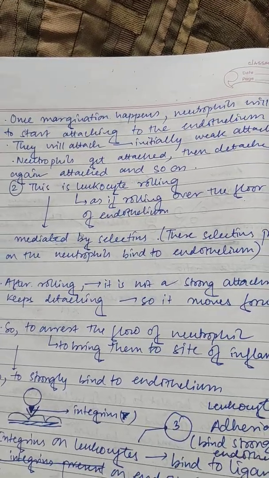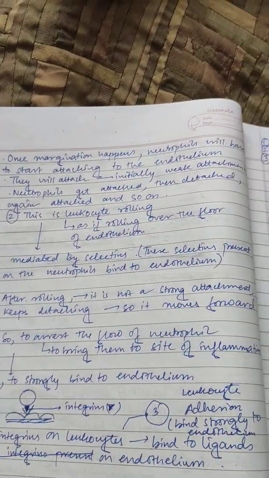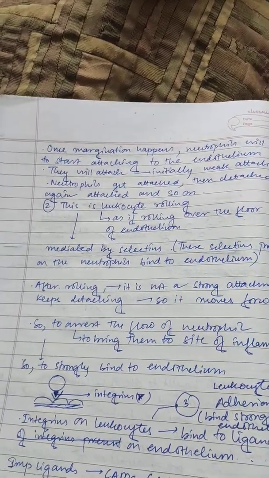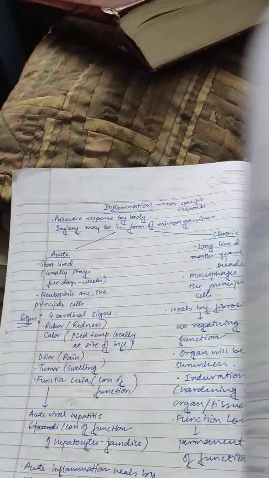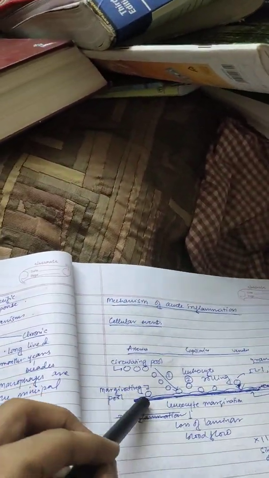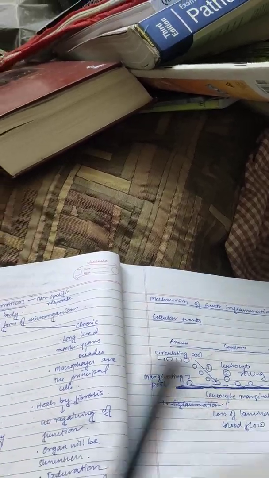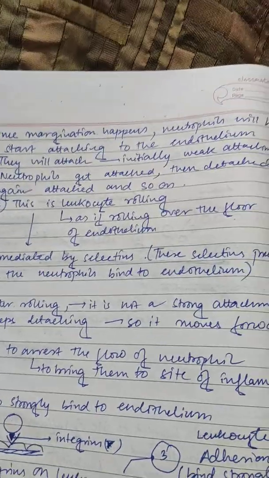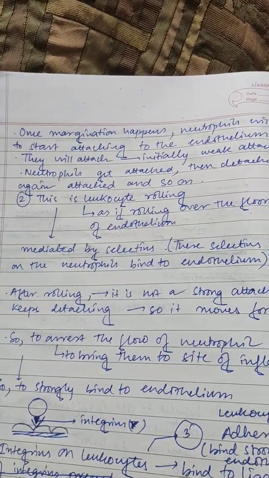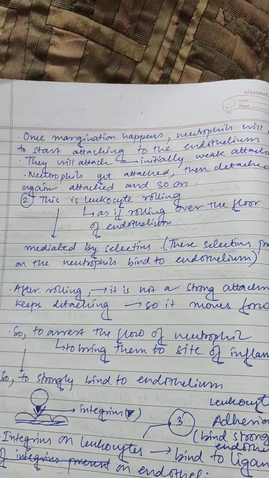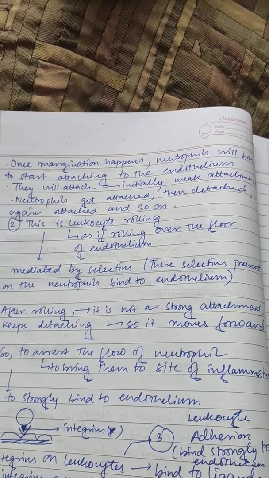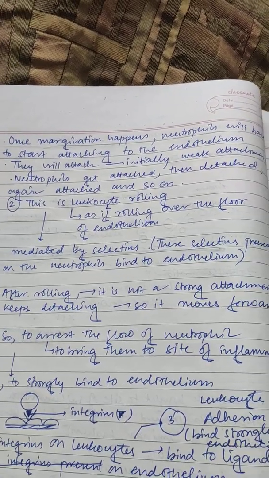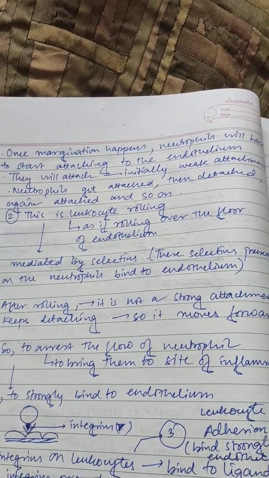Next comes leukocyte rolling. Why are we calling it rolling? Imagine the neutrophils are rolling over the floor of the endothelium. This is the endothelium, and neutrophils are basically rolling over it. So the second step is called leukocyte rolling. First is margination, second is leukocyte rolling. This rolling is mediated by selectins. The selectins are present on the neutrophils and do the job of binding to the endothelium.